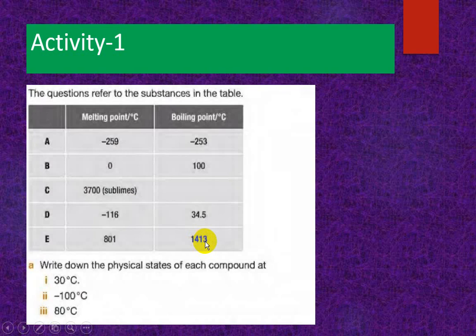more than 1413 degrees Celsius, then it will be gas. At 30 degrees, how can it be gas? It is not even between the melting point and boiling point. It is not liquid either. It is solid. Yes, this is solid. So have you understood? Okay, this way.